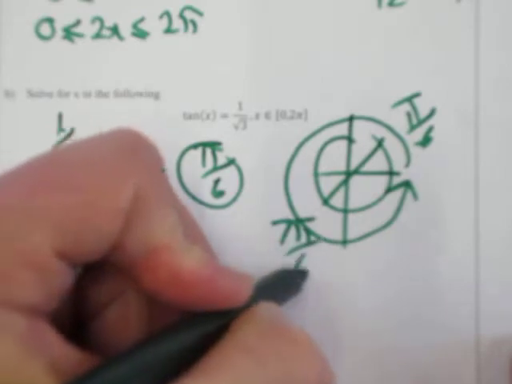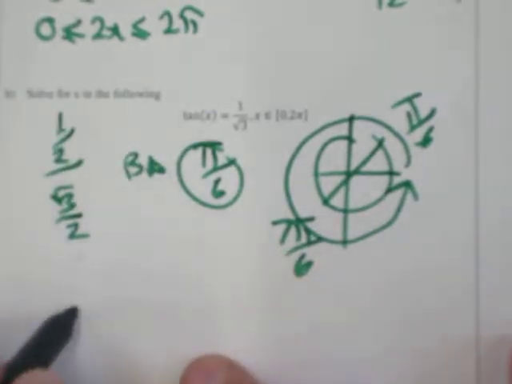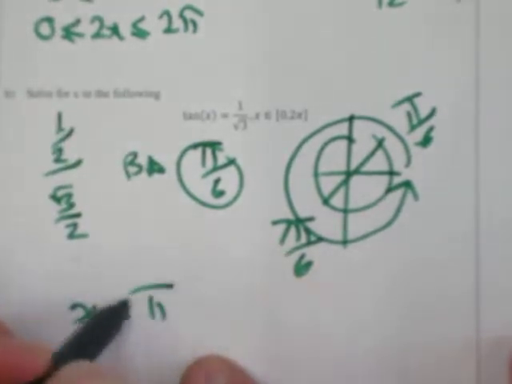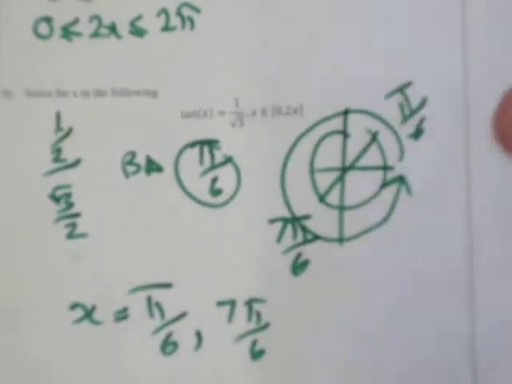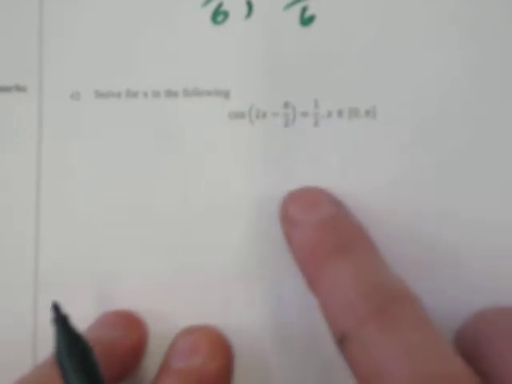So the two values are going to be here, your basic angle is pi on 6. This one here is pi plus pi on 6, so that's 7 pi on 6. That's it. Okay, not hard at all. So x is going to be pi on 6 and 7 pi on 6. Now it couldn't all be too easy, could it? Okay, I had to give you a challenging one at the bottom.